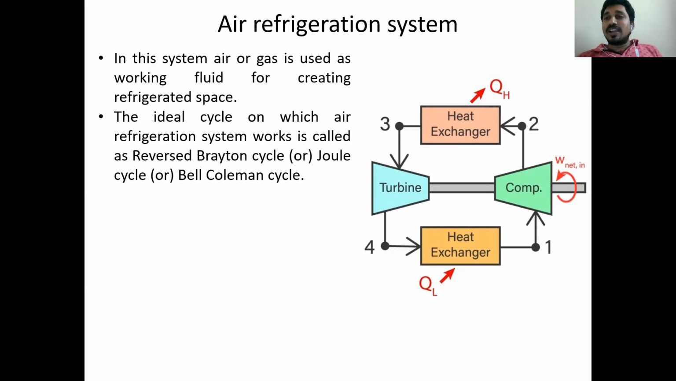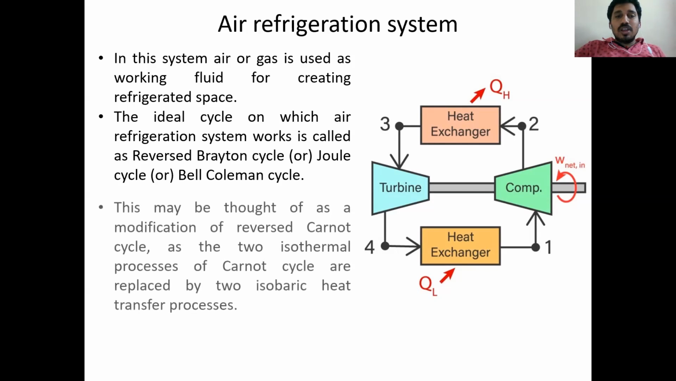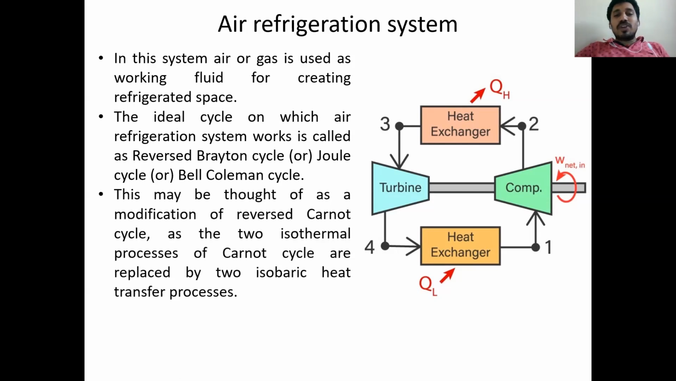So the reversed Brayton cycle is operated by four processes, in which two processes are isentropic and two processes are isobaric. Instead of isothermal of the Carnot cycle, we used isobaric processes. Isobar means constant pressure processes. So that is the reversed Brayton or Joule cycle or Bell Coleman cycle. Same thing I mentioned here, which is a modification of the Carnot cycle. Instead of two isothermal, we are using two isobaric.